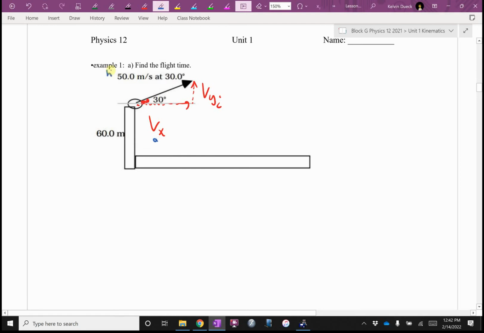Adjacent, hypotenuse, opposite. Let's find Vy first. George, which trig function am I going to use to find Vy?